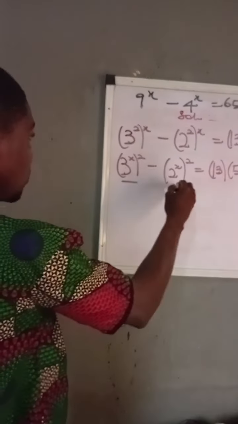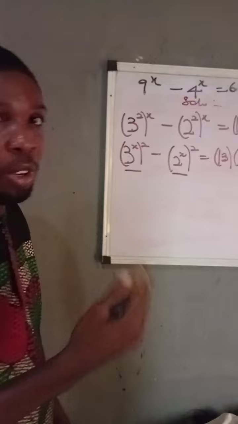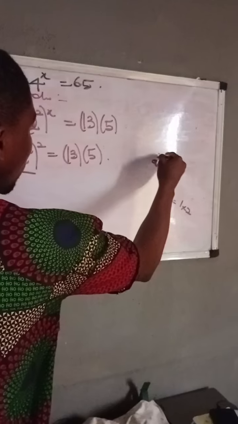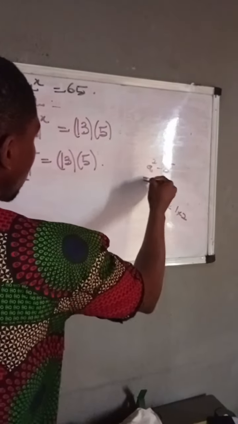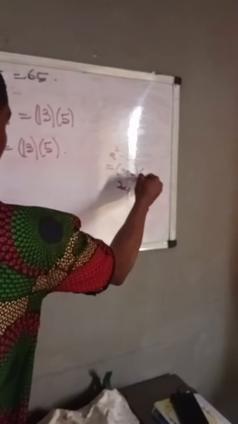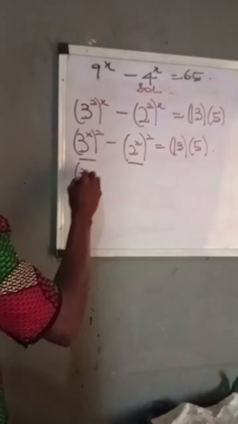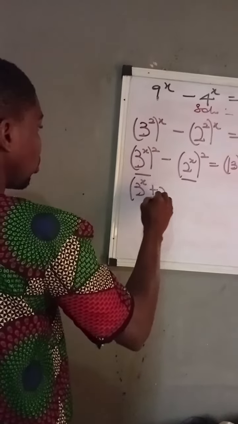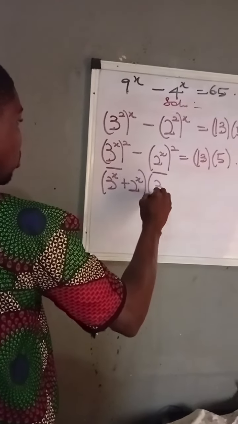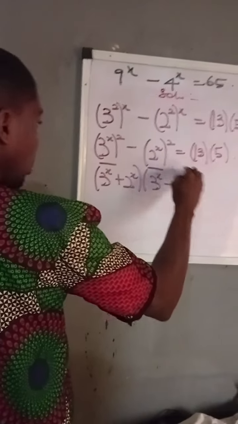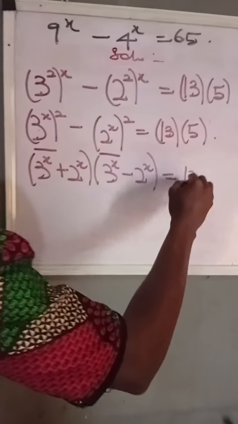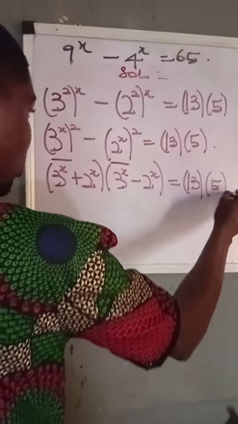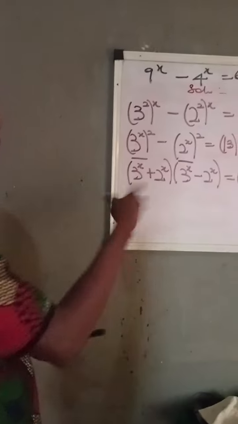Now, what you're seeing here is reminding us of the difference of two squares that we did in secondary school, where if I have a squared minus b squared, I can express this as a plus b into a minus b. So I want to link this to this. I want to express what I have here as 3 to the power of x plus 2 to the power of x into 3 to the power of x minus 2 to the power of x, which is now equal to 13 multiplied by 5, right? So we have 2 possibilities here.